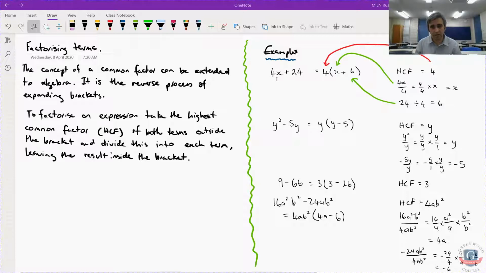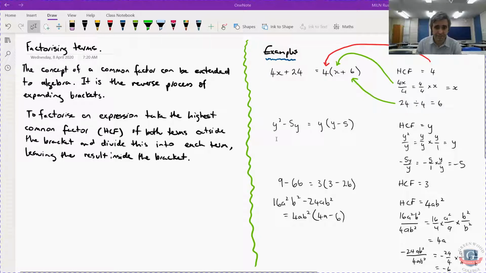So I've constructed that here, 4x divided by 4. I've split it up to make it easy to simplify, so it becomes 4 on 4 times x on 1. 4 on 4 becomes 1, 1 times x becomes x. Thus I've written x here. And then I've done the same for 24. 24 divided by 4 is 6. I've written that solution there. And now I've factorised this pair of terms.